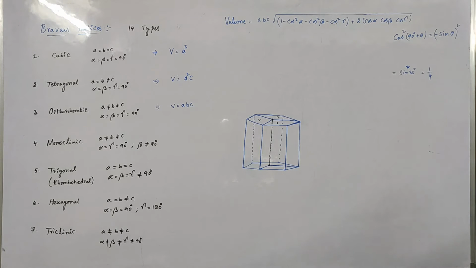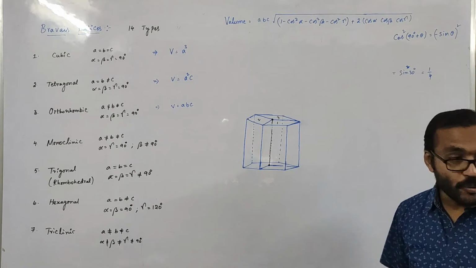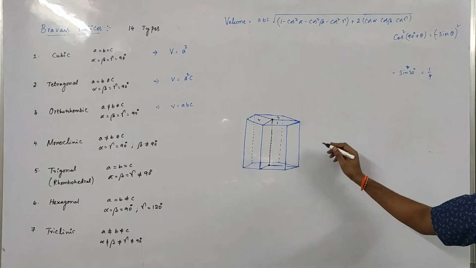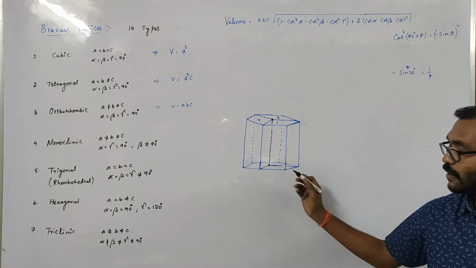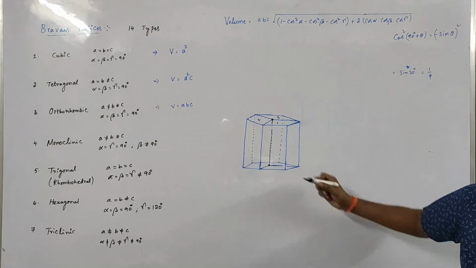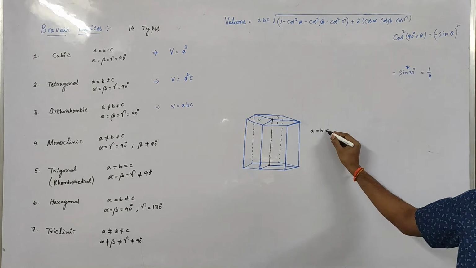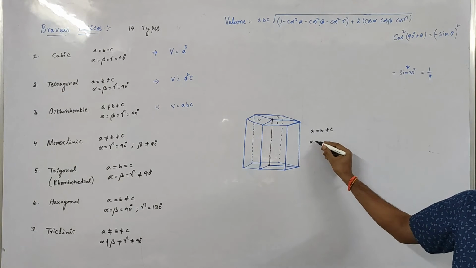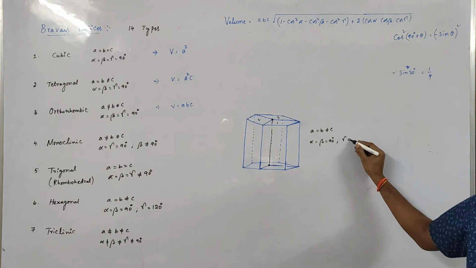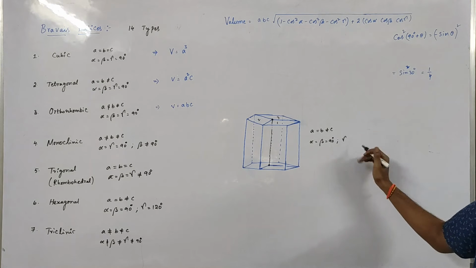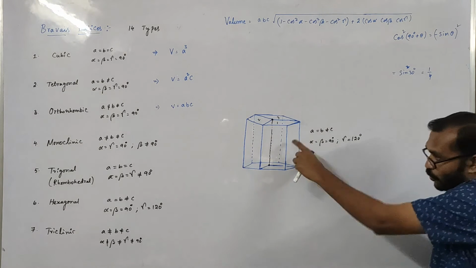Okay, so what about the parameters of this cuboid? Two sides will be equal, A and B will be equal, C is not equal. So for this cuboid form, A equal to B not equal to C, alpha equal to beta equal to 90, gamma not equal to 90, means gamma equal to 120. So this is the actual geometry of this cuboid.